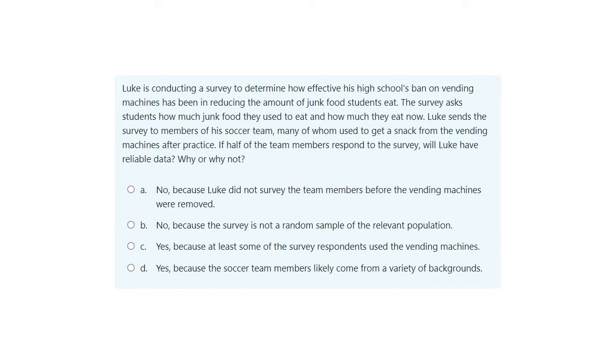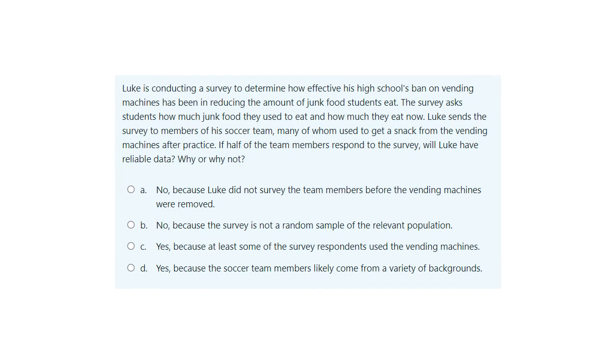So Luke is conducting a survey. We can do experiments. That's one type of way of finding information. But another type of scientific method is to do a survey. You ask questions and then you analyze the data to look for a pattern. So he's asking about how much junk food students ate before and how much junk food they eat now.